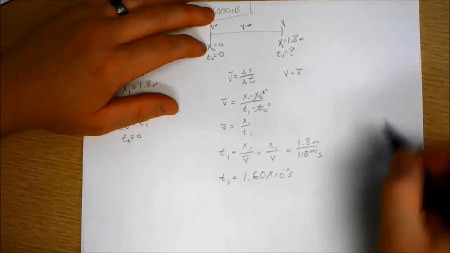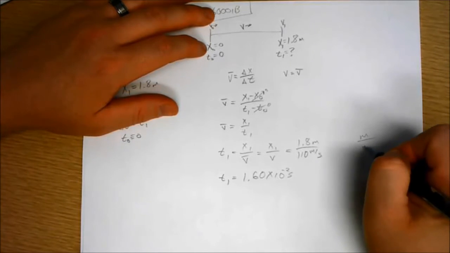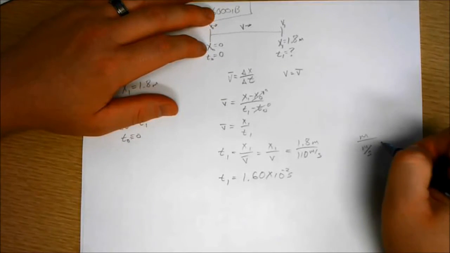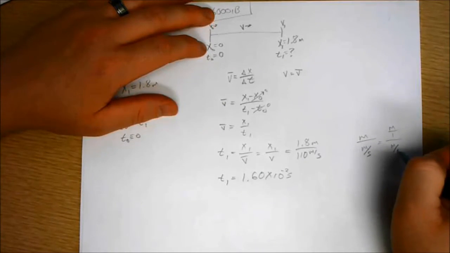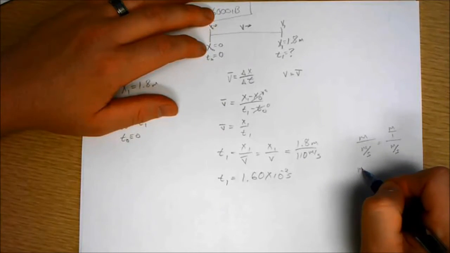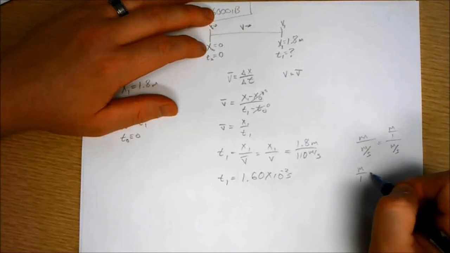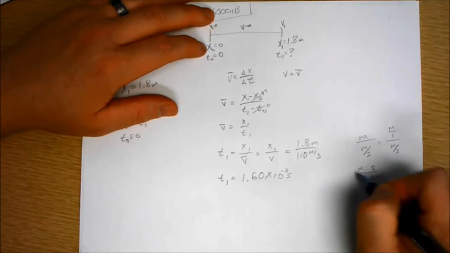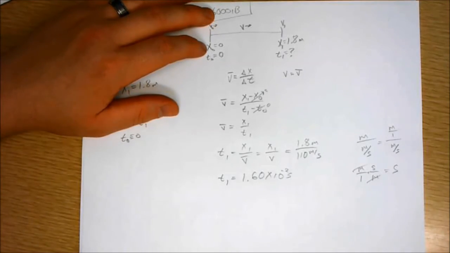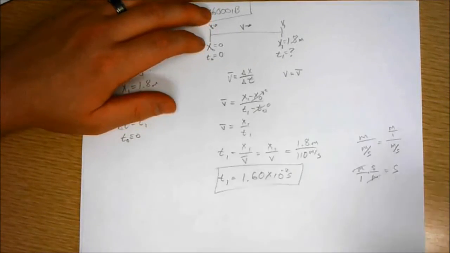The units work because meters over meters per second is the same as saying meters over 1 over meters per second. And when you divide fractions, meters over 1, you flip the fraction in the denominator, over seconds per meter. Meters cancel, and you're left with seconds. And we'll put a box around the answer.